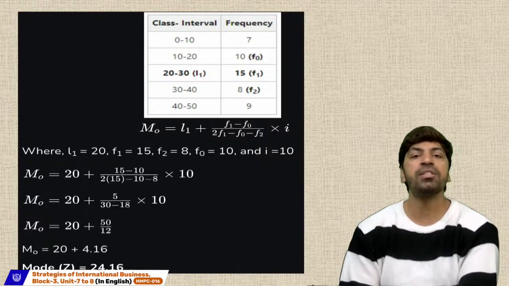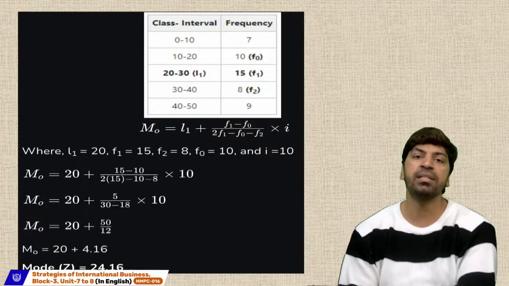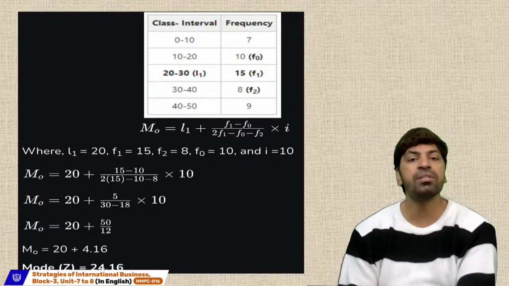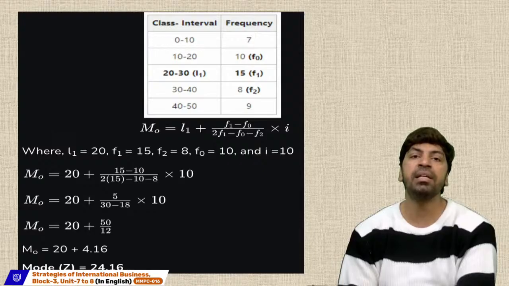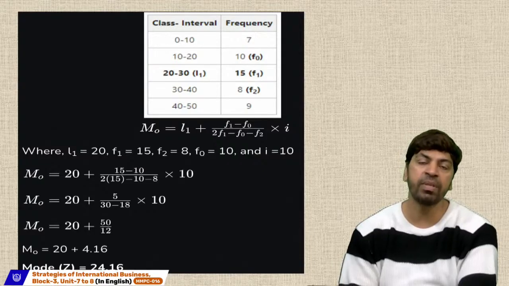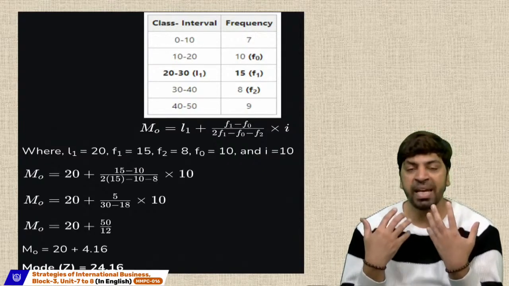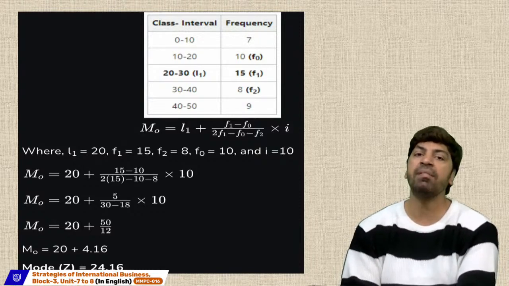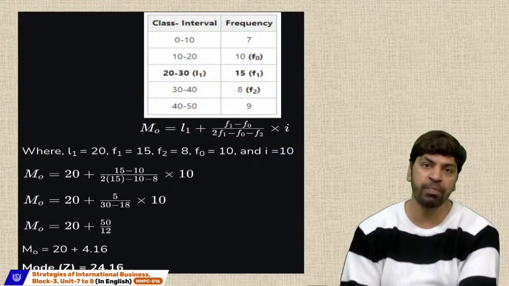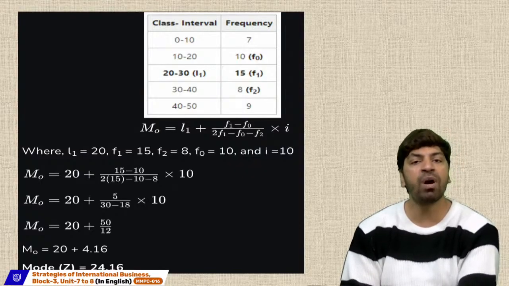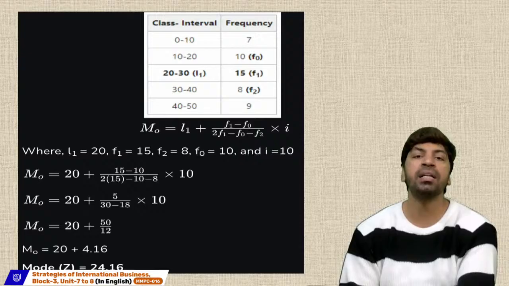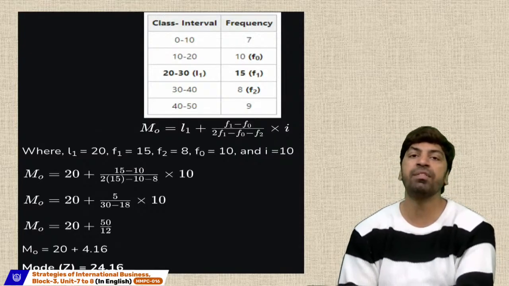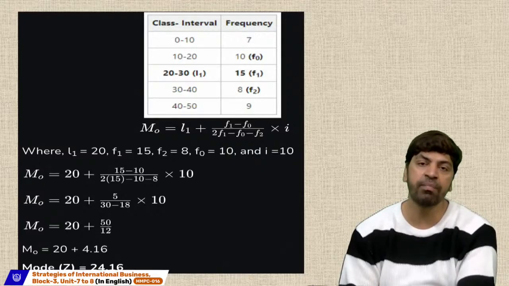So the data shows the class intervals, that is 0 to 10 till 40 to 50. Frequency is also given, that is 7, 10, 15, 8 and 9. Based on the formula, we need to identify F1, F0 and F2. When we talk about F1, F1 stands for the highest frequency. What is the highest frequency? That is 15. That is F1.